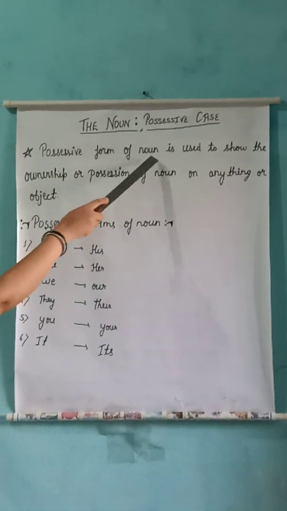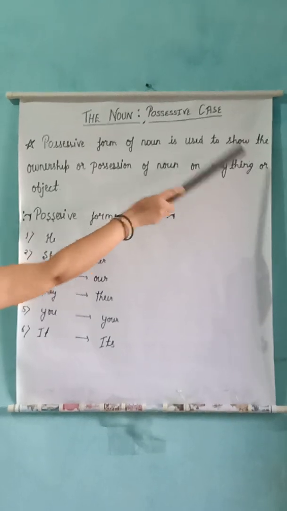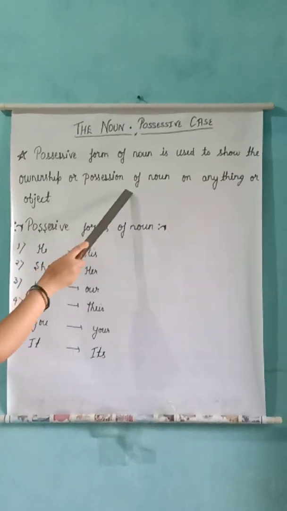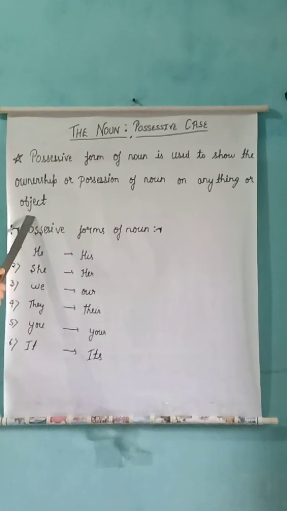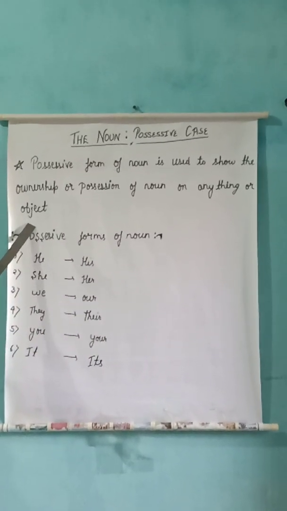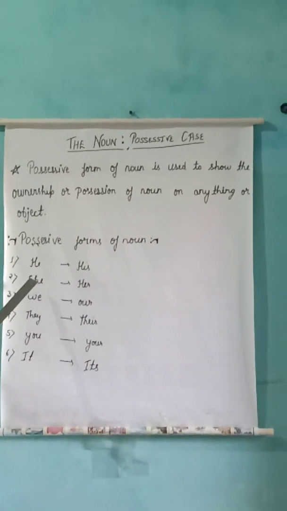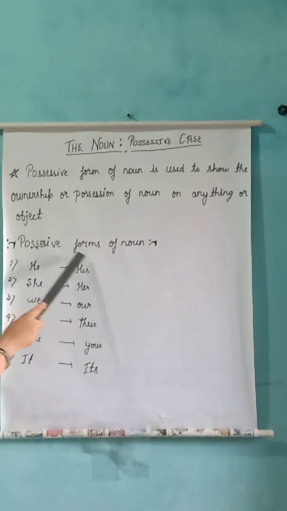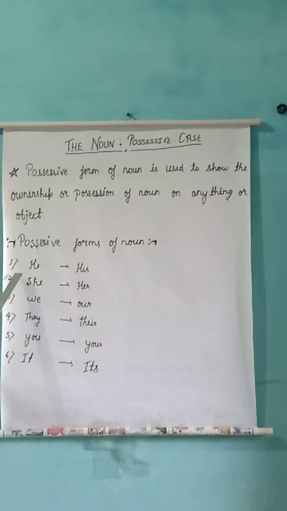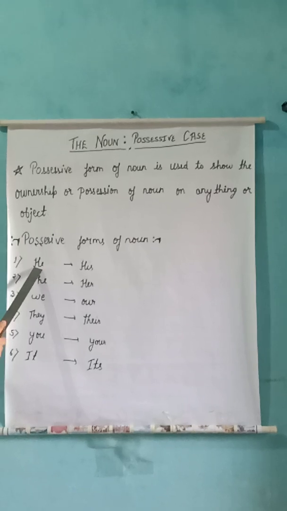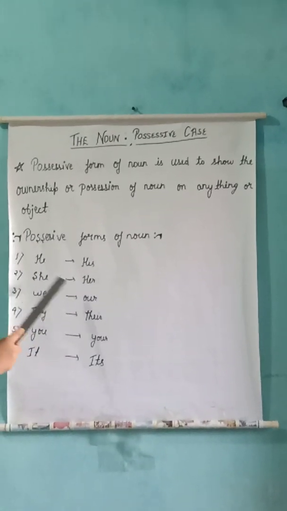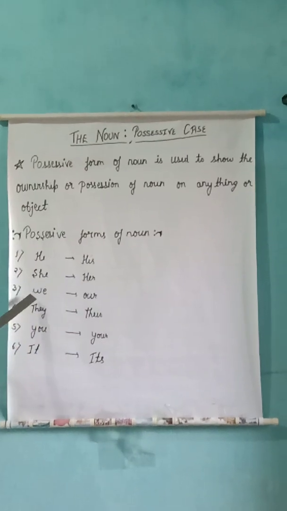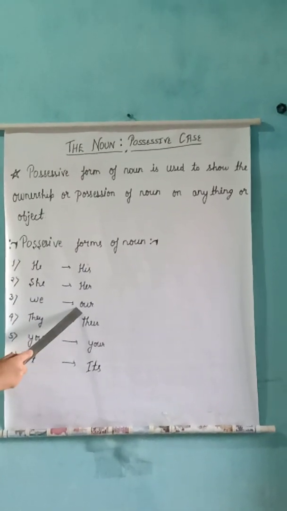Possessive form of a noun is used to show the ownership or possession of a noun on anything or object. Let us discuss some of these important forms. Possessive forms of noun. First, the possessive form of he is his. The possessive form of she is her. The possessive form of we is our.